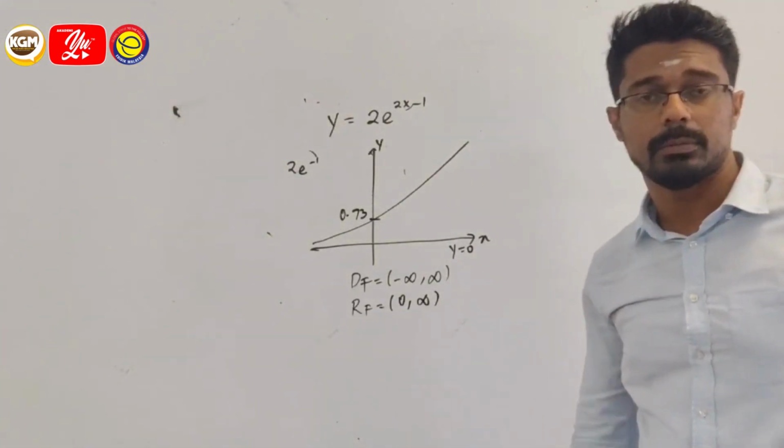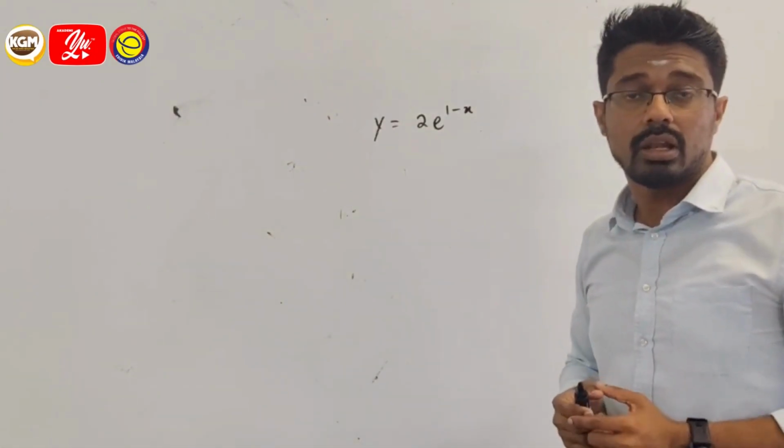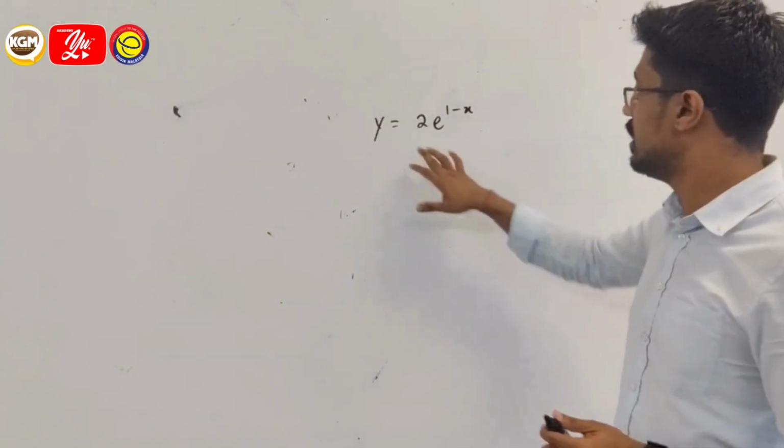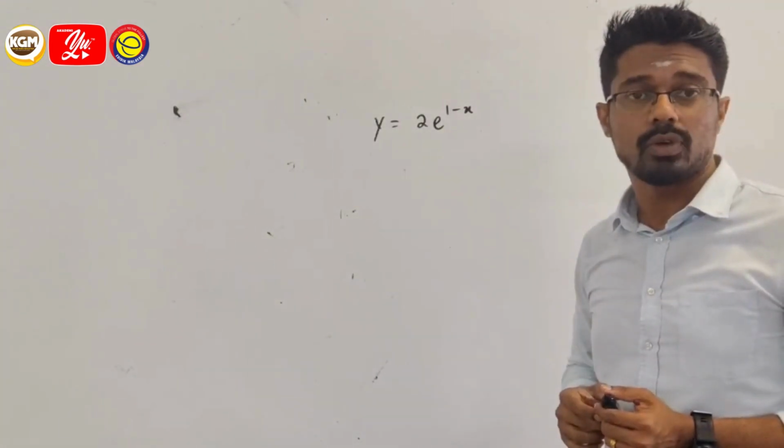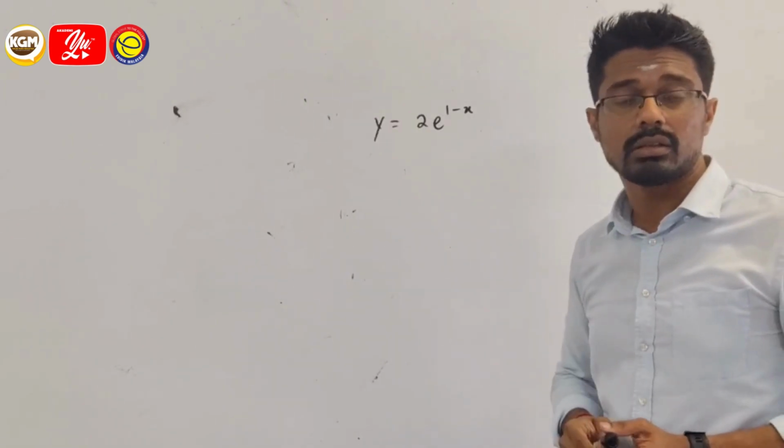Catch you in the second example. Okay guys, the second example. Now, still a very simple function. Number 1, we need to decide what type of graph this is. Yes, this is the second type.